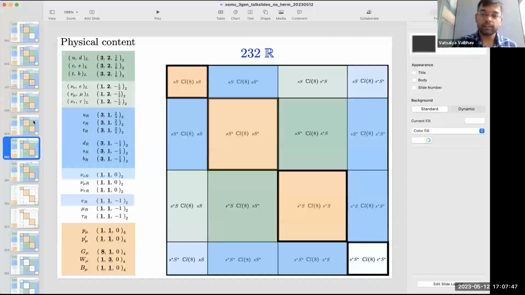Another question I have is, from this model, it seems that the three generations of fermions are absolutely identical. Is there any way to differentiate between them? Because we know that one generation is much more stable than the other two.